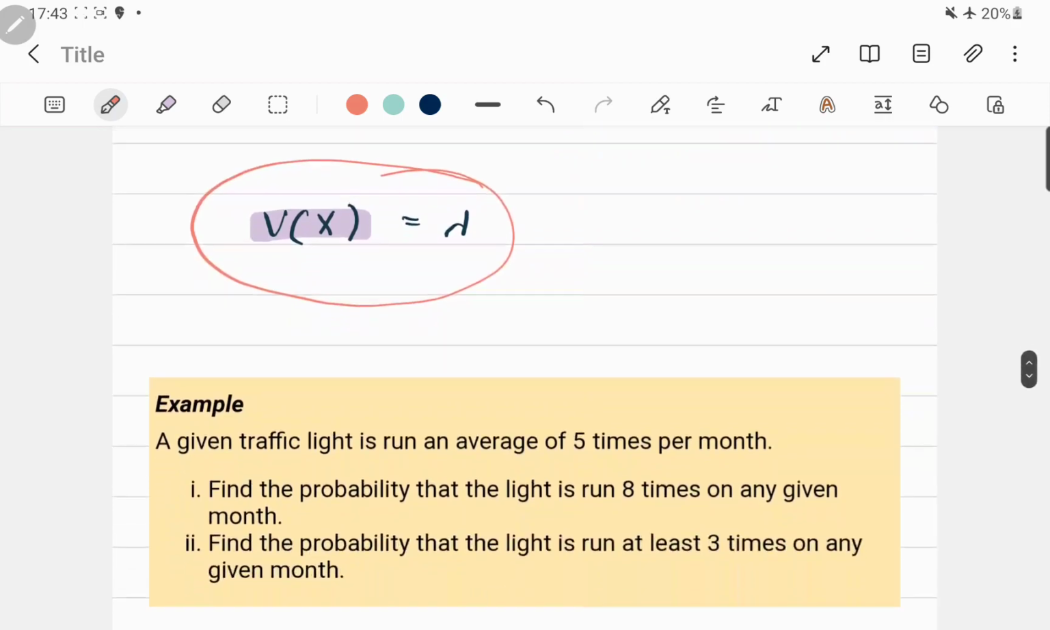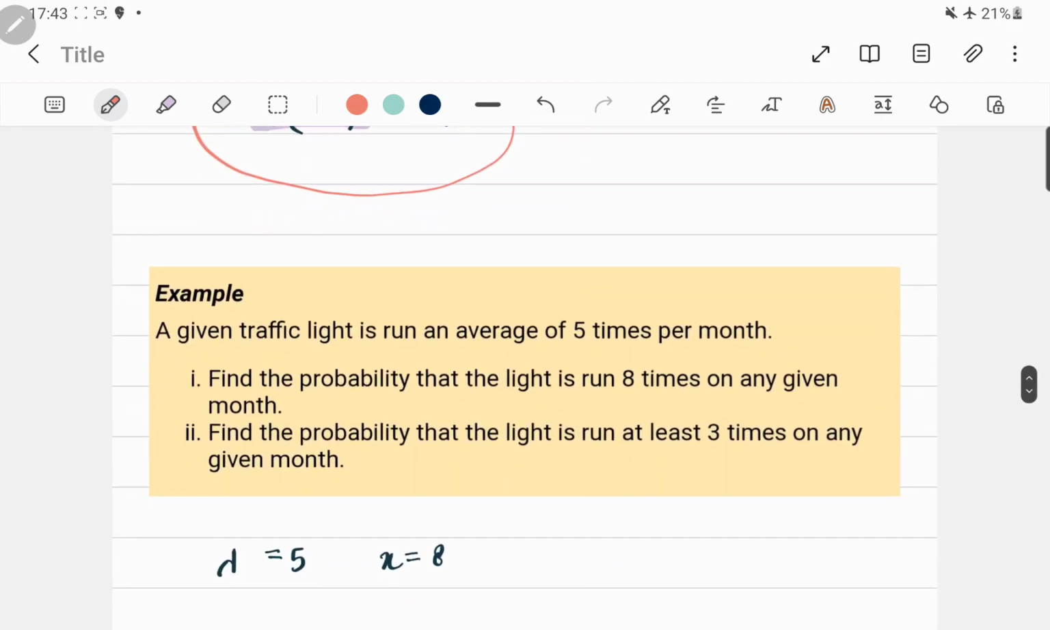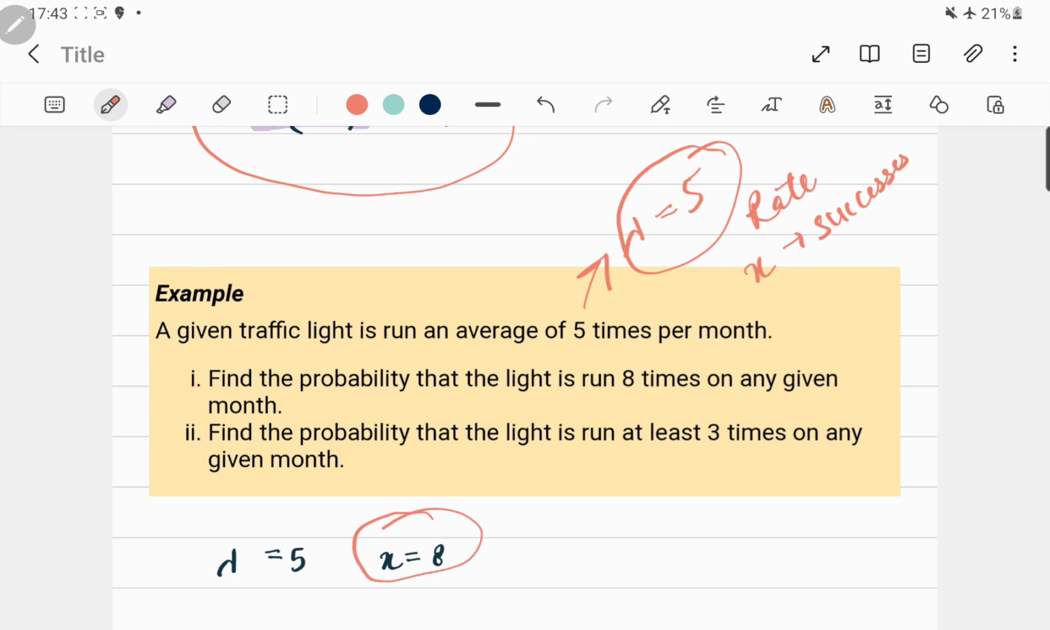And moving ahead, let's say we have an example in which a given traffic light is run at an average rate of 5 times per month. Okay, so 5 times per month, when they say that, our lambda will be 5. Okay, lambda is always the rate. And x is the number of successes that we are talking about. So find the probability that the light is run 8 times in any given month. So x becomes 8, lambda becomes 5, and we have to find the probability.